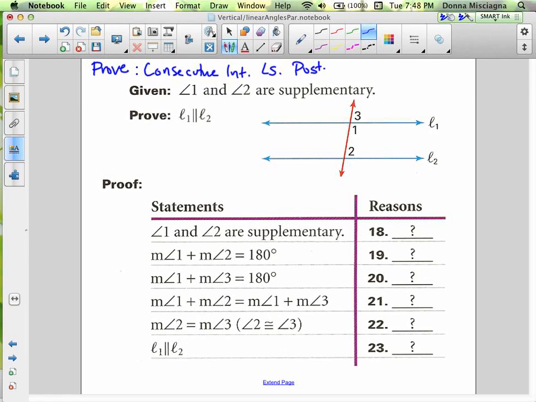If we know 1 and 2 are supplementary, we would know the lines are parallel using the consecutive interior angles postulate. So here we're actually trying to prove the postulate by using that piece of information and showing that we can prove these lines parallel another way. So at no time can we use the consecutive interior angles postulate. Angle 1 and angle 2 are supplementary. That was our one piece of given information.